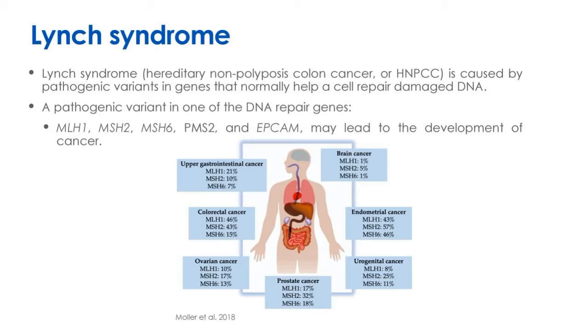And the picture there will just show you, if we talk about the different types of cancer, for endometrial cancer, we'll see 43% of those associated with Lynch syndrome will be the MLH1 gene. And you can see all of these differ from each other.